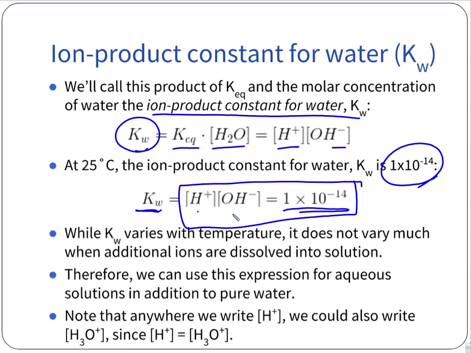And while Kw does vary with temperature, it doesn't vary a whole lot if you add additional ions dissolved in a solution. So this statement inside the box, this ion product constant equation, is true for pure water, but it's also true if we start dissolving other things into it, like acids and bases, if they're at small concentrations, if they're relatively dilute. This is going to be really key in trying to understand things. So we can use this expression for aqueous solutions in addition to pure water.